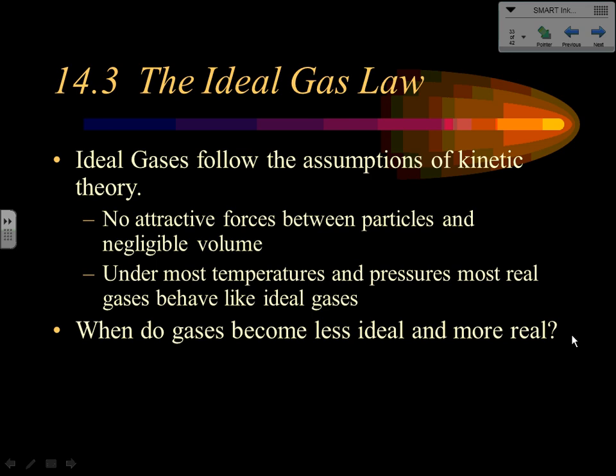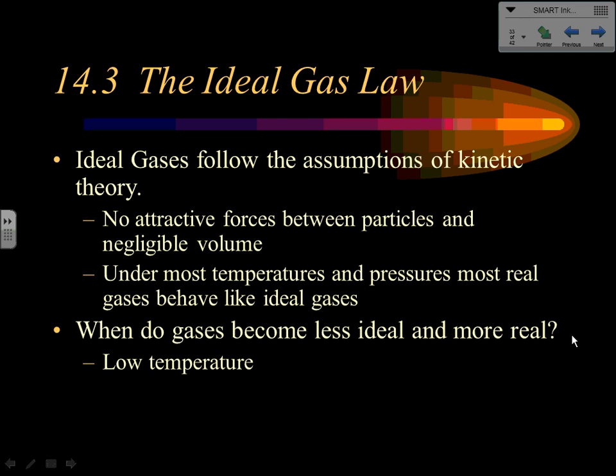And when do gases actually behave more real? Well, one would be low temperature. Remember, speed kills attractive forces, and when we lower the temperature, we slow down the particles. Eventually, if we slow them down enough, they start to attract each other. So the lower the temperature gets, the less ideal gases behave. And our predictions using PV equals nRT and any of our other gas laws would stop being as accurate. So the lower the temperature gets, the less ideal and more real a gas would be.